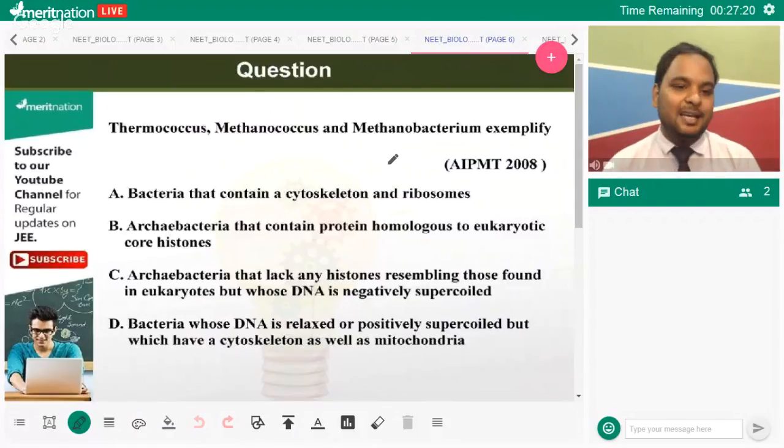A is bacteria that contain a cytoskeleton and ribosome. B, archaebacteria that contain protein homologous to eukaryotic core histones. C, archaebacteria that lack any histone resembling those found in eukaryotes but whose DNA is negatively supercoiled. And D, bacteria whose DNA is relaxed or positively supercoiled but which have a cytoskeleton as well as mitochondria.